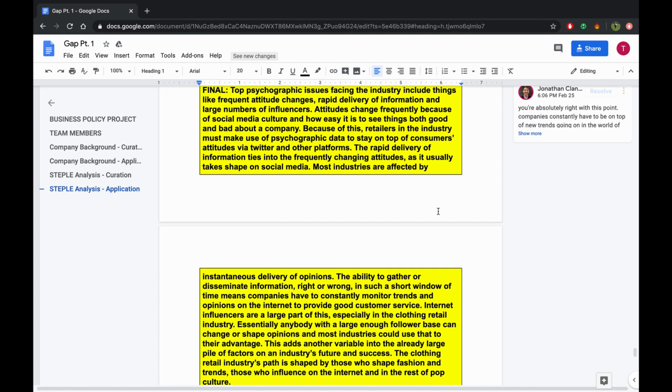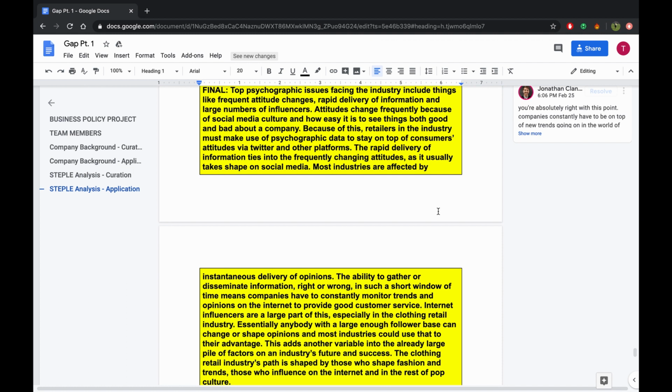Trends shift at a quicker pace, and because of this, retailers need to keep up by using psychographic data to stay on top of consumers' attitudes via Twitter and other platforms. This does not just affect the clothing retail industry, however. Most industries have been affected by the instantaneous delivery of opinions from people on social media.